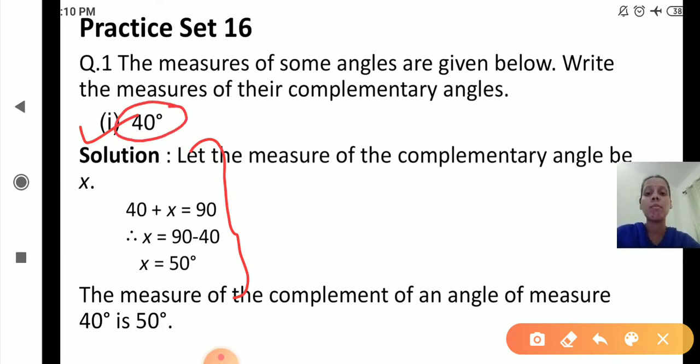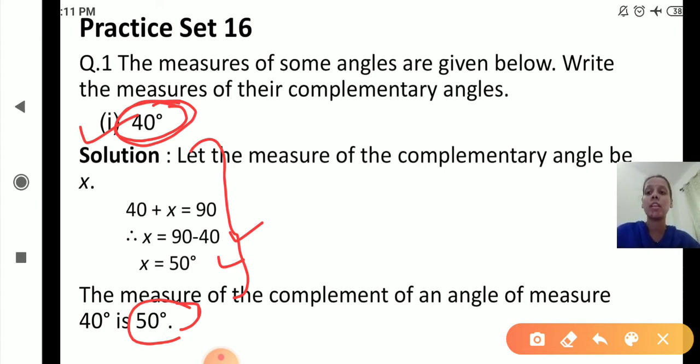If it is asked to find the measure of the complementary angle of 40 degrees, what is the sum of complementary angles? That is 90 degrees. The measure of one angle is given in the question, that is 40 degrees. So how will you find the other angle? That is 90 minus 40, so 90 minus 40 is 50 degrees. So the answer is 50 degrees. From the options you will click on the correct option, that is 50 degrees. You will not write down anything, you will just click on the correct option.